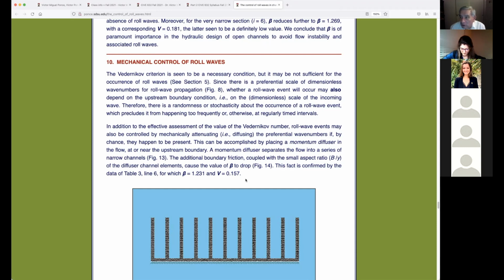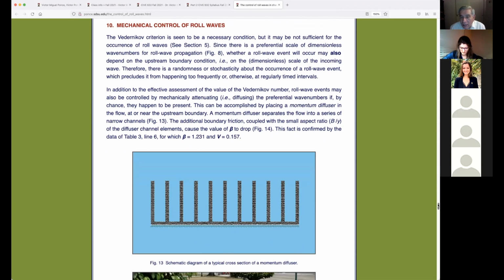Remember, I told you there's stochasticity in here. Sometimes it happens and sometimes it doesn't. There's a randomness or stochasticity about the occurrence of a roll wave event, which precludes it from happening too frequently or otherwise at regularly timed intervals.